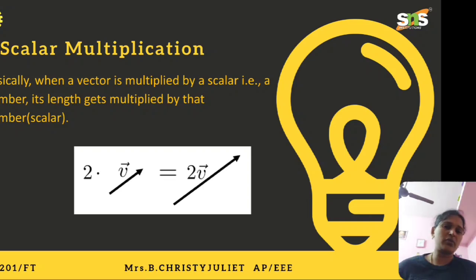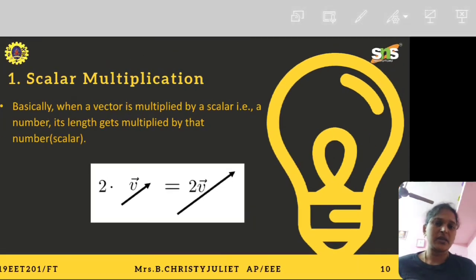Now we will come to know about scalar multiplication. Basically, when a vector is multiplied by a scalar, that is, any number or any length or temperature and so on, it is multiplied by that number of times. So when a vector is multiplied by a scalar, that is a number, its length gets multiplied.